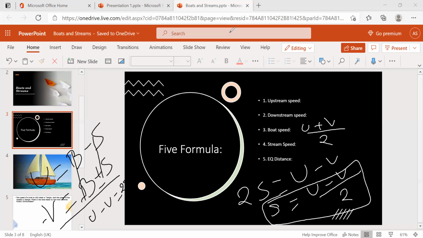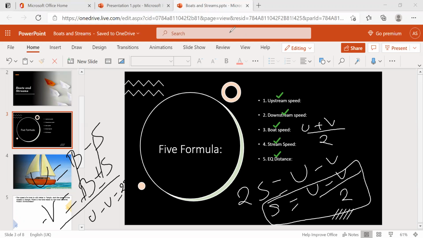Now we have derived the upstream speed, downstream speed and boat speed. Boat speed is nothing but upstream speed plus downstream speed by 2. And stream speed is upstream speed minus downstream speed by 2. And now the final formula, it's a very, very important formula.